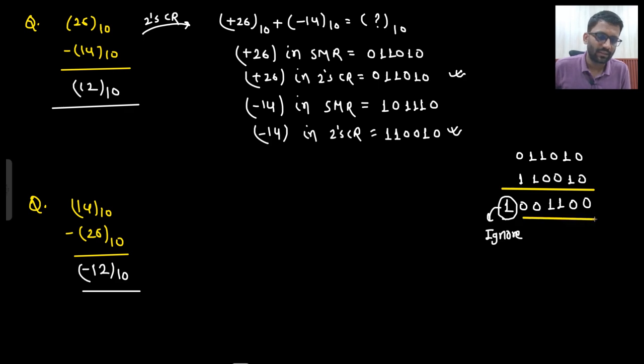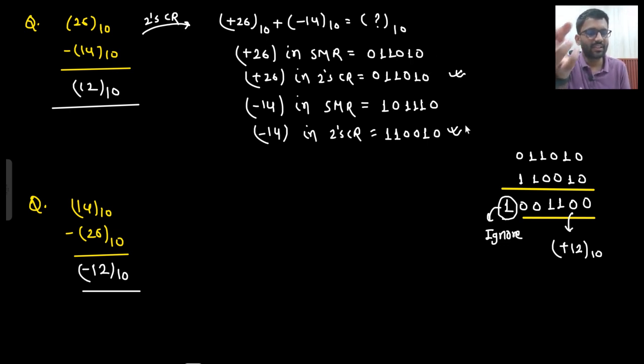This is the answer. So this is the answer, which is plus 12. You can directly see the answer is plus 12. And if carry is generated, your answer is positive, and you are performing the addition using the minimum number of bits. This was 6, this was 5, but we will denote it in 6 only.